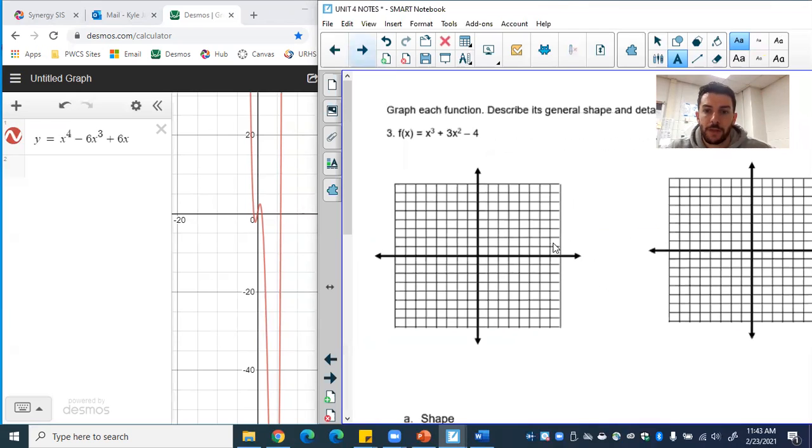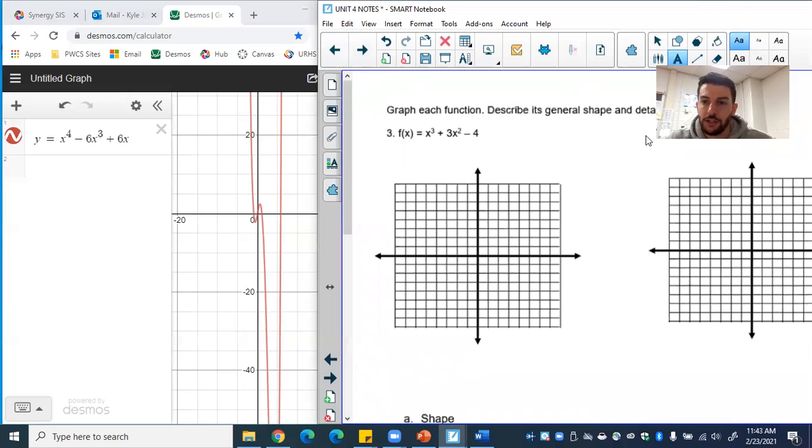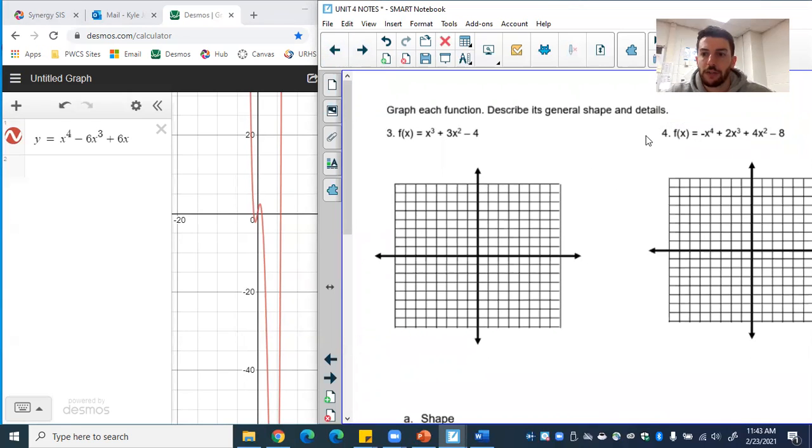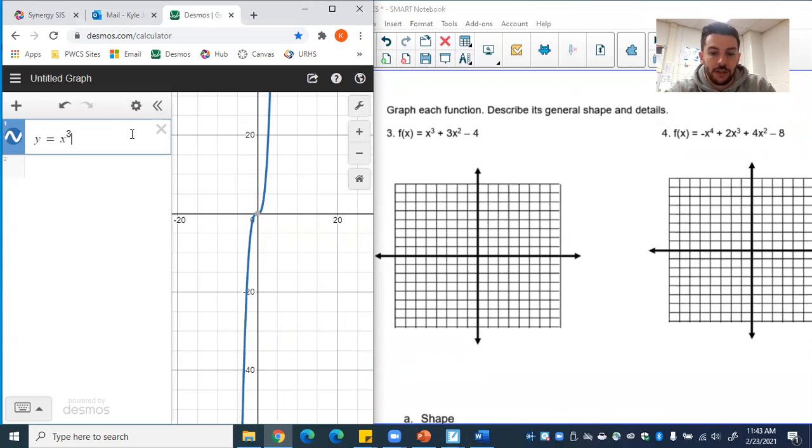All right, guys, it's just asking us 2 questions here, and I think that's all we're going to look at because we've talked about factored form and stuff in other videos. Just talking about these 2 graphs and their shape and general details, and you can sketch a graph as well. So let me put number 3 up there. I know it says f of x because that's our function notation, but we said before that f of x and y can mean the same thing. We talked about that with our composite functions. So x cubed plus 3x squared minus 4.